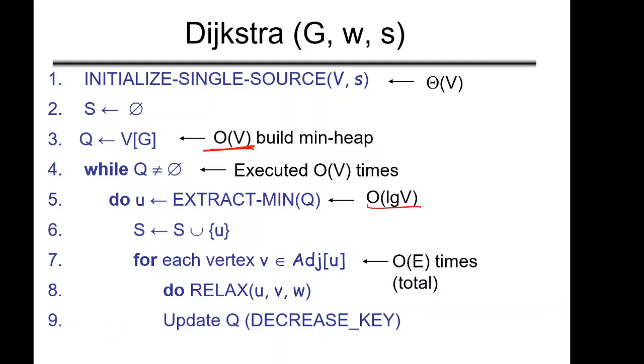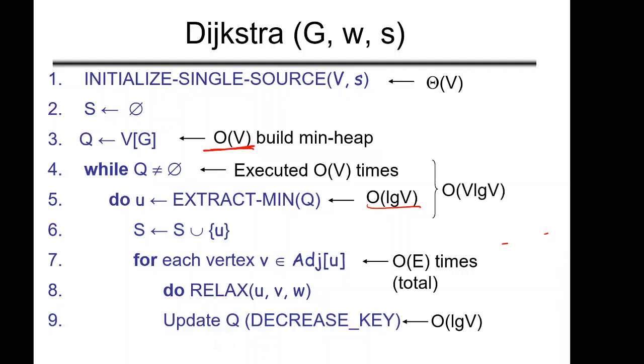Then this loop will execute how many times? It will execute degree of vertex u times. So actually we will take the sum of the degrees of all the nodes, and that is 2e, or we can say order of e. Therefore it is order of e. And then our update, the decrease key operation, will again take log v, because we have to search for that key and then perform the decrease key operation. So it will take log v.